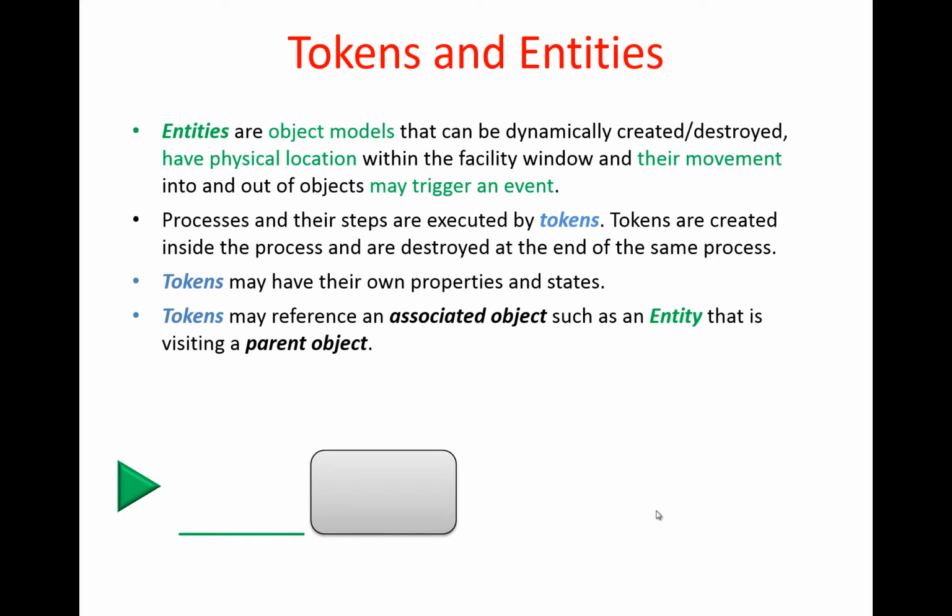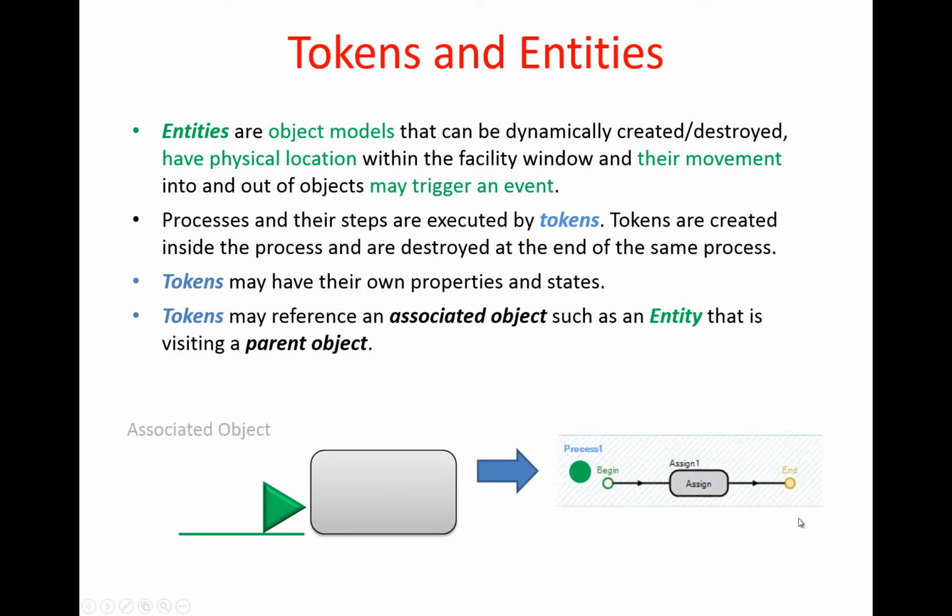So we talked about tokens and entities and the fact that Simio processes are run by tokens. So for example, in this particular example, a model entity visits an object that triggers an add-on process. So the process is run by a token, and the associated object to that token is the model entity realization that triggered my add-on process. And of course, the object that it's visiting will be my parent object.